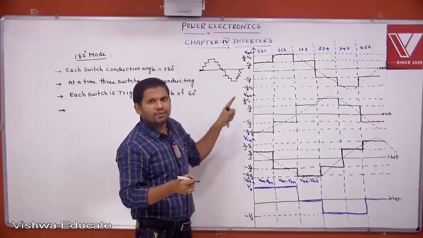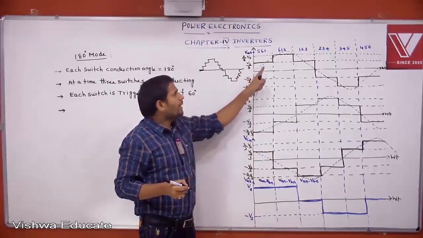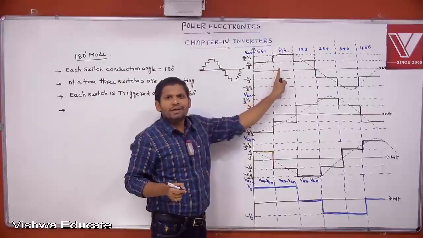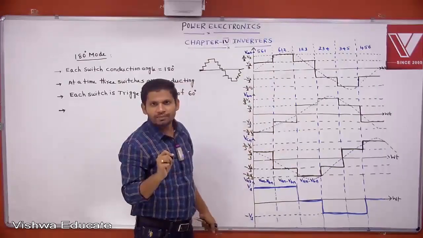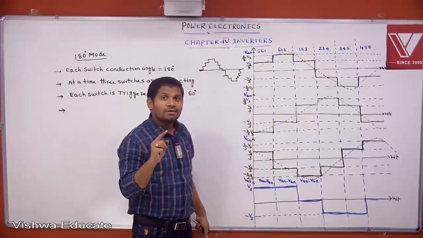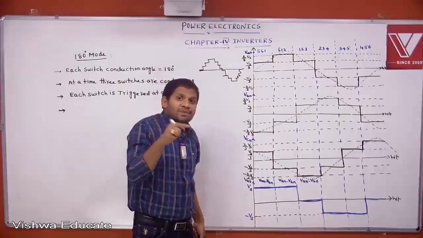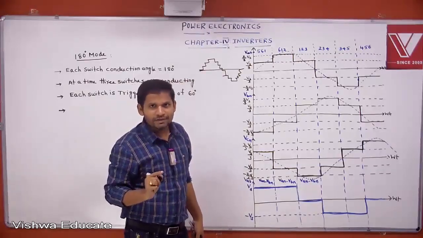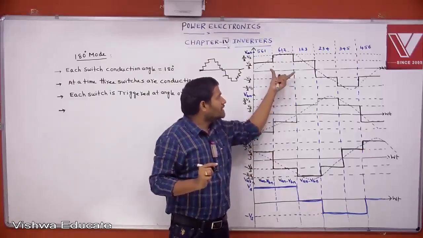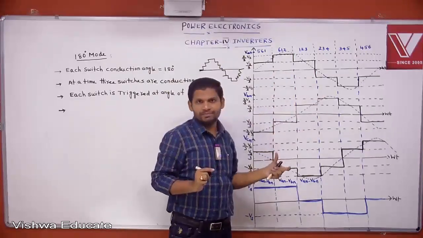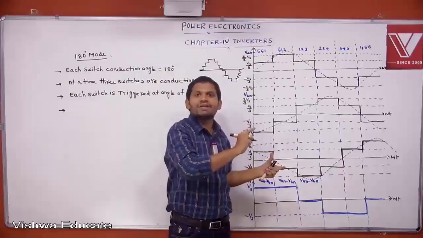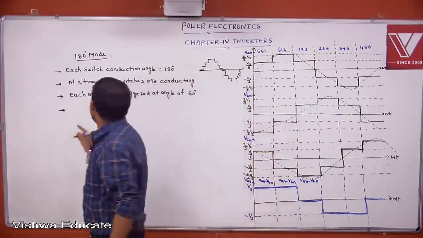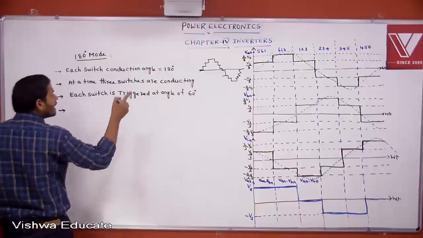Understood? It is an AC waveform, but a stepped wave. Here, how many steps are there? 3-stepped. That's why the name is given as 3-stepped waveform or 6-step square waveform. The name is also called 6-step square waveform. It is not a constant square waveform, but it is a 6-step square waveform. That's why each switch is triggered at an angle of 60 degrees.